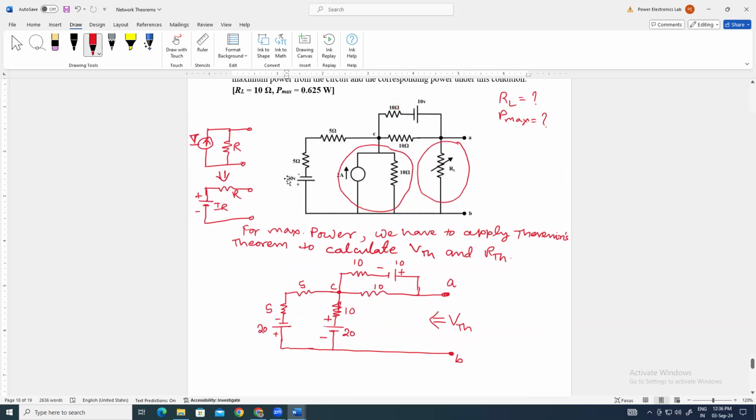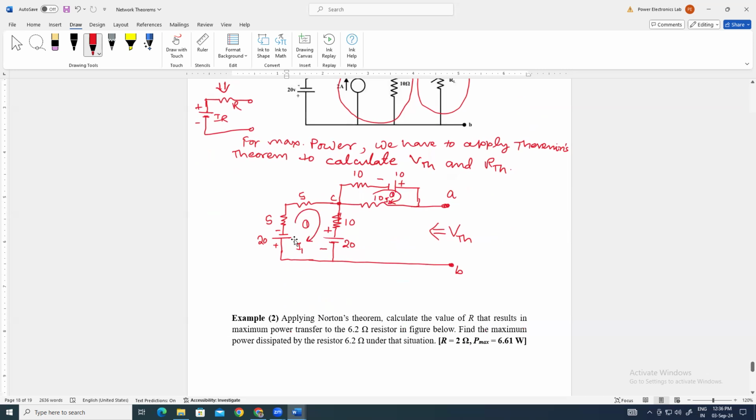This is 20 volt, this is also 20 volt. So we will first apply mesh analysis. We take the current in mesh 1 as I1 and the current in mesh 2 as I2. Okay, so we have to write KVL equations. For that, first we have to denote the polarity of the voltage drop in the resistor.